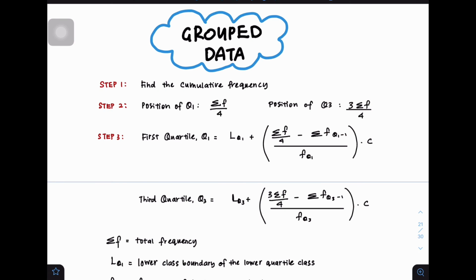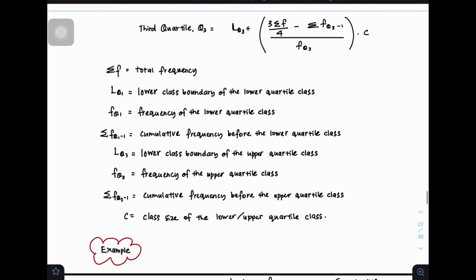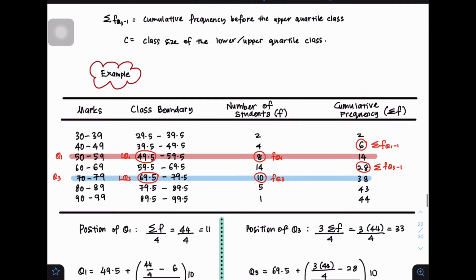Okay, untuk group data pula, kita ada lebih kurang sahaja cara dia macam kita mencari median dan juga mode dengan menggunakan formula. Okay, so untuk group data, the first step is awak kena cari cumulative frequency. So find the cumulative frequency. Maksudnya, bila kita ada table, okay, so this one is the group data. So dalam group data, confirm kita akan ada class interval. Okay, marks ni adalah class interval.